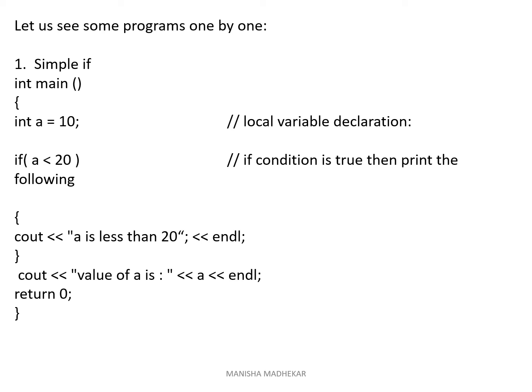Now here a is less than 20, the condition is true. So it will print a is less than 20. It will also print the value of a is, that is 10.